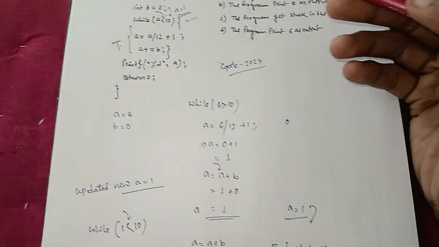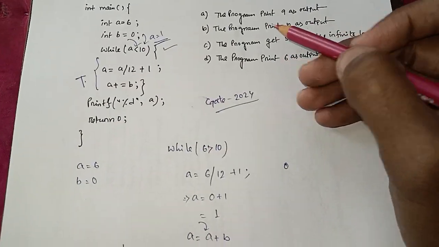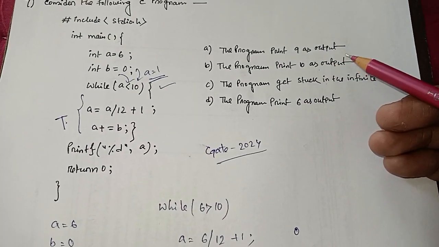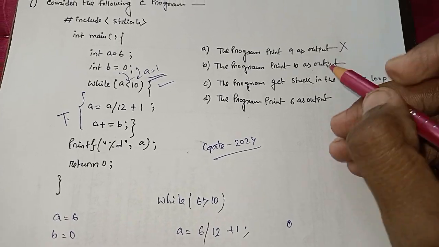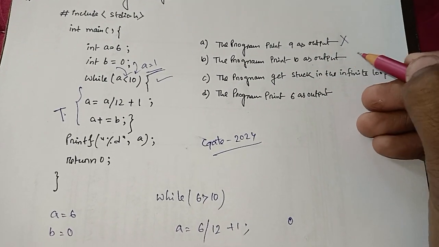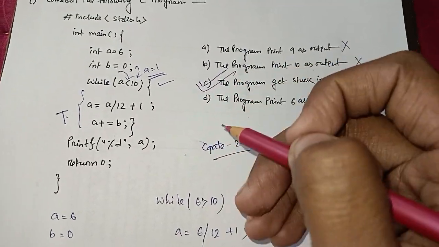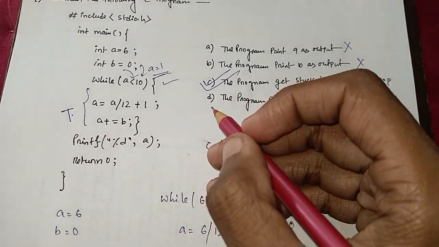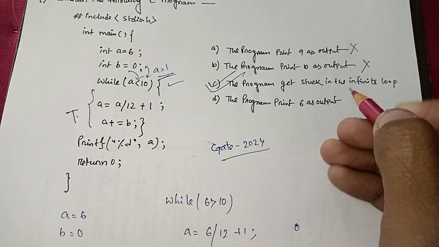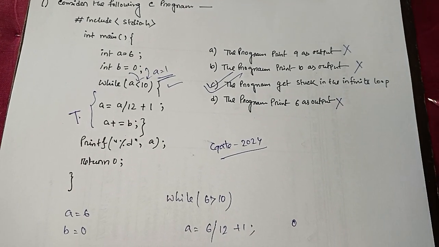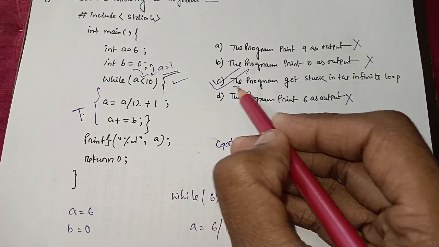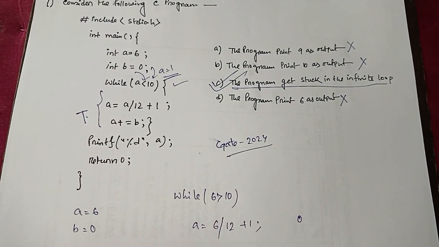So what are the options given? Option A: the program prints 9 as the output, so not this. Option B: the program prints 10 as the output, not this. Option C: the program gets stuck in an infinite loop. So option C is correct. And option D is the program prints 6 as the output, so this is also not correct. So option C is the correct answer: the program runs in an infinite loop.